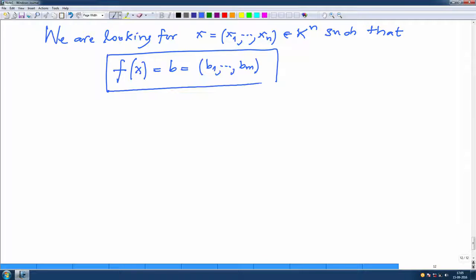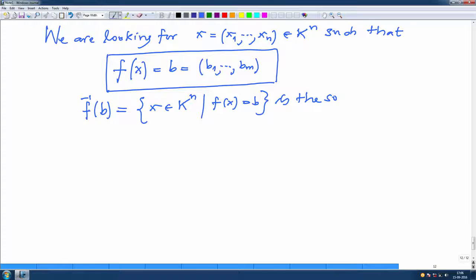So, one can say that this is a linear system of equations. Just f of x equal to b for a given b, and now how to get x? Obviously, the fiber over b is the solution space. The fiber over b, which is by definition all those x in k power n such that f of x equals b, is the solution space of f of x equal to b.